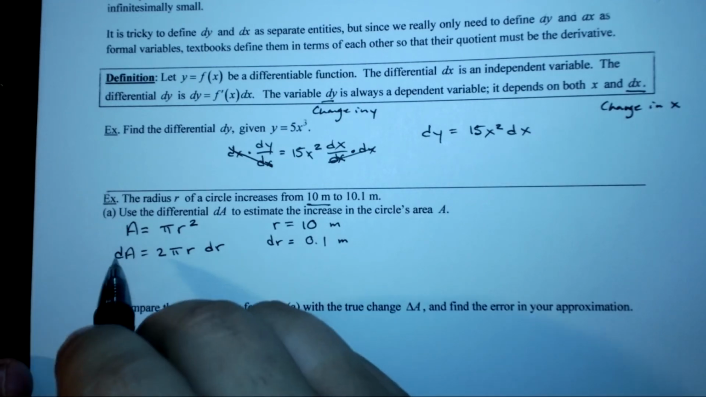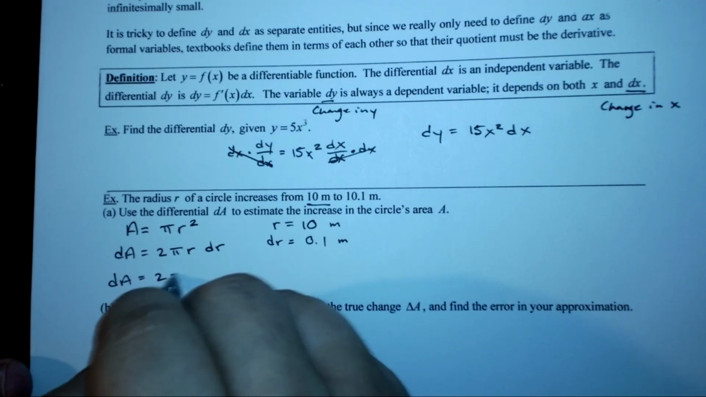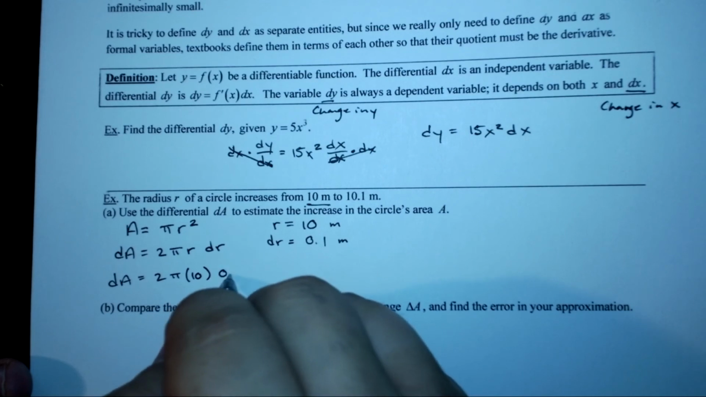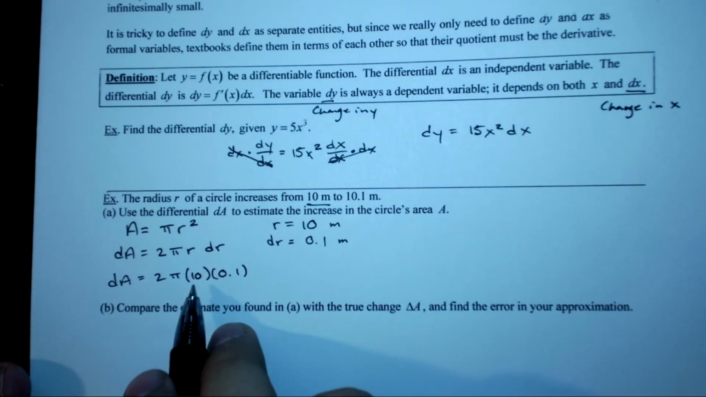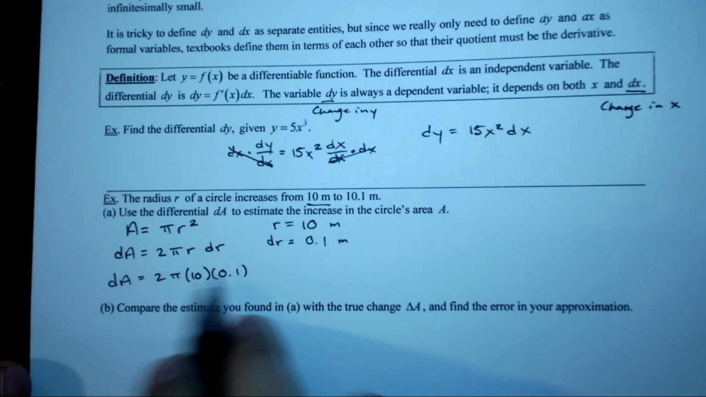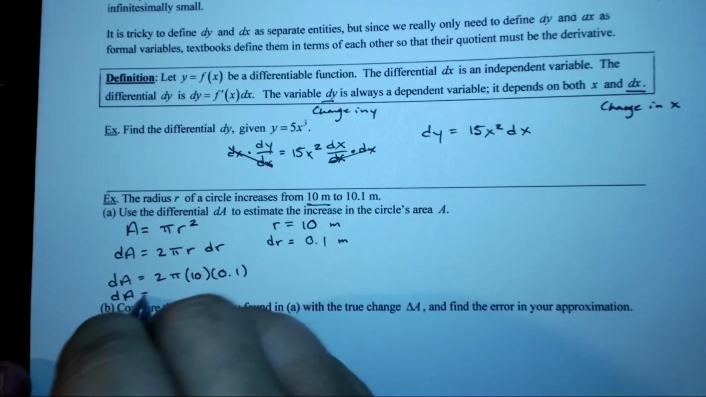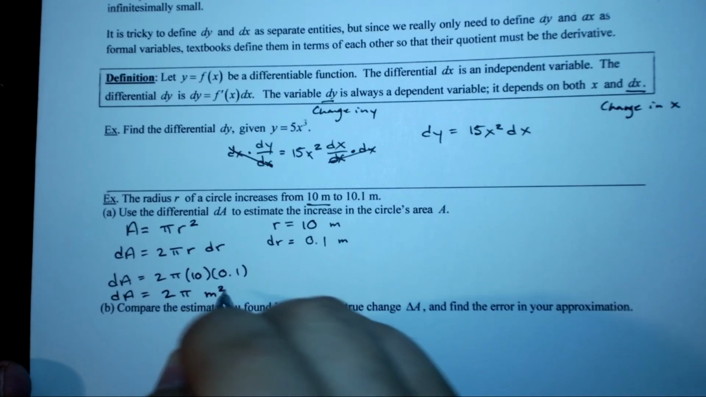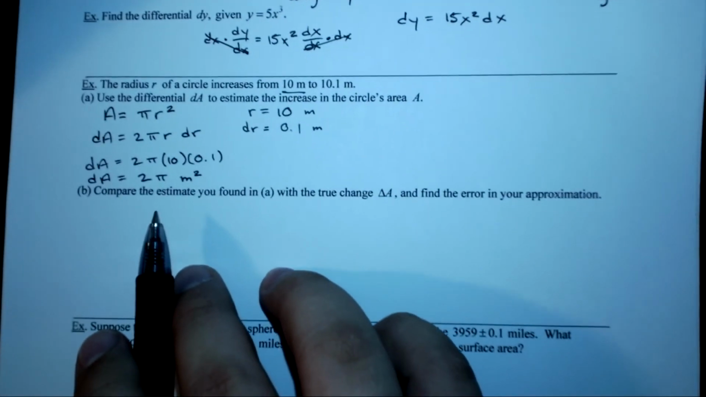So that means dA is equal to 2 pi times 10 times 0.1. Now this is really nice because what's 1/10 of 10? It's just 1. And so these cancel out, and you're left with the change in the area equal to 2 pi meters squared. So let's look at part B.